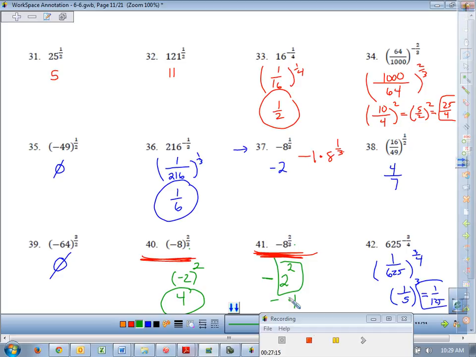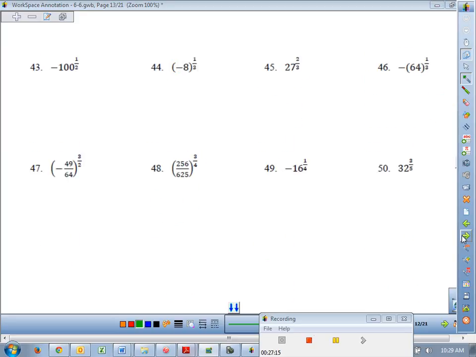It's all about parentheses. If the negative is inside parentheses, then it stays with the base. If it's not, it's just going to be at your final answer. That's just going to keep coming on down for the ride. 4 more. Go for them.